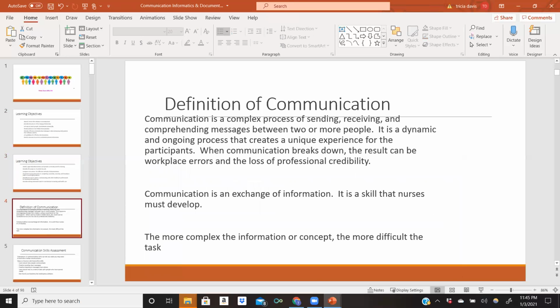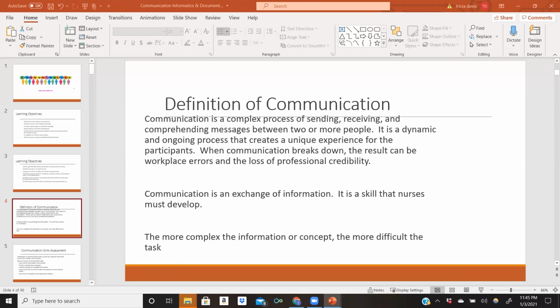So what's the definition of communication? Communication is a complex process that involves sending, receiving, and comprehending messages between 2 or more people. It is a dynamic and ongoing process which creates a unique experience for the participants. When communication breaks down, the result can be workplace errors and the loss of professional credibility. Communication is an exchange of information. It is a skill that nurses must develop. The more complex the information or concept, the more difficult the task.